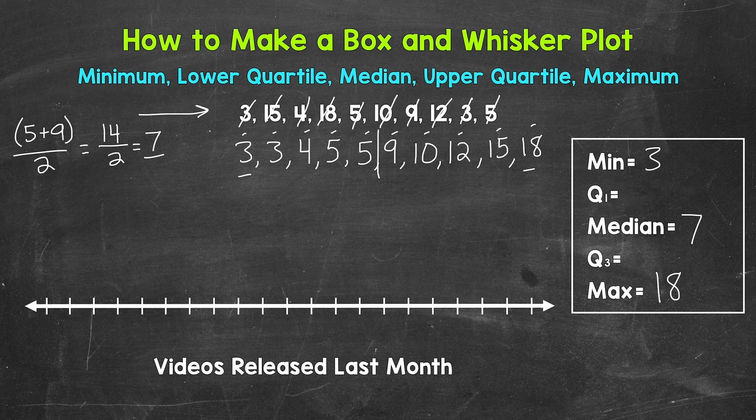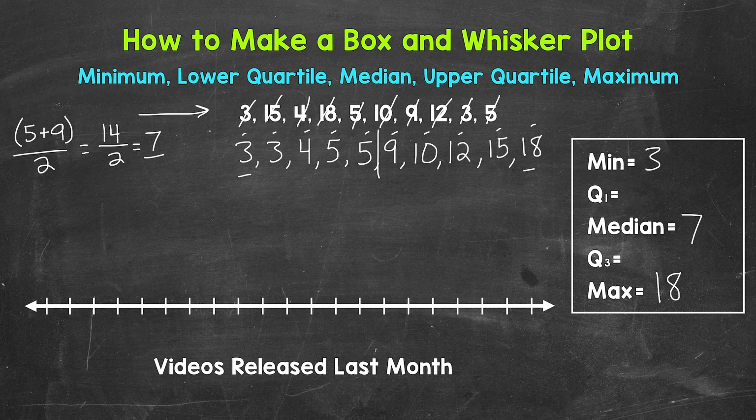For this one, we may have been able to mentally just think of that median, that midpoint between 5 and 9. But in case you come across one that you can't do mentally, you can always find the average between the 2 numbers in order to find that median. Now that we have the median, we can find the first quartile and third quartile.